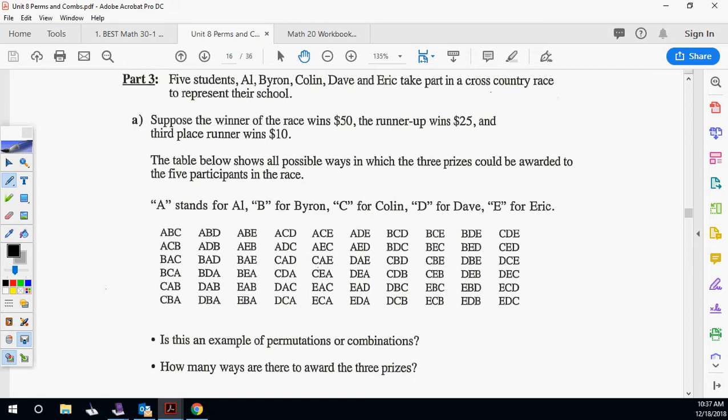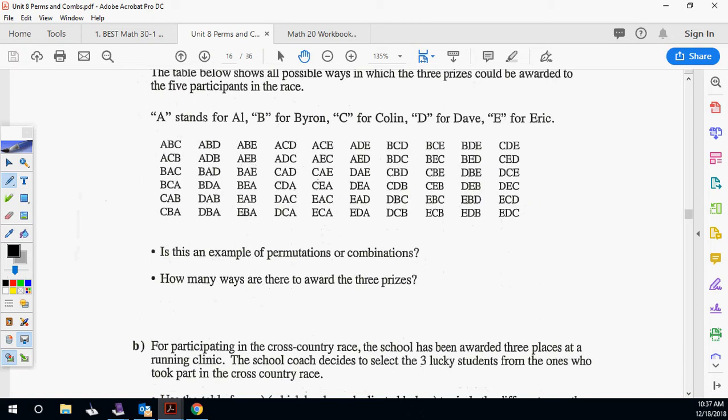All the way across. Is this an example of permutation or combination? Right, and what's the giveaway in the problem that makes it matter?